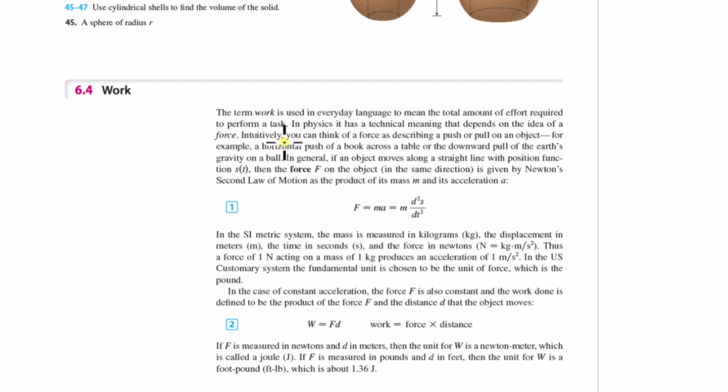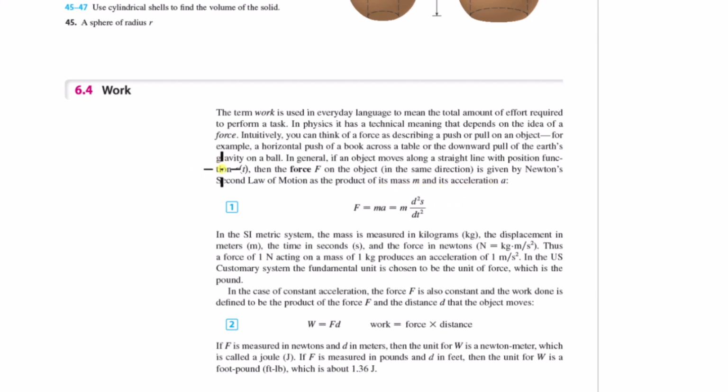What is a force? Intuitively, you can think of a force as describing a push or pull on an object. For example, a horizontal push of a book across a table, or the downward pull of the Earth's gravity on a ball. In general, if an object moves along a straight line with position function s(t), then the force F on the object in the same direction is given by Newton's second law of motion as the product of its mass, m, and its acceleration, a.